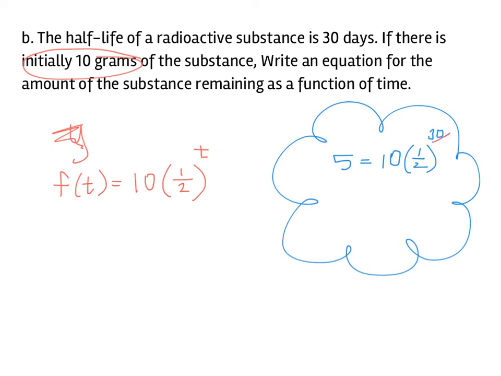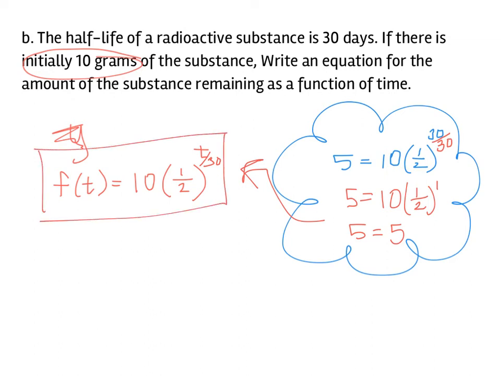So the adjustment that we need to make is to divide that 30 by 30 so that we get 1 in our exponent, and we get 5 on either side. So we just need to come back over here and apply that to our equation. Divide this t by the time it takes for it to be halved, and then this is our final function for the half-life of the substance. So initial value, half-life, and then adjust for the time it takes to get that half.